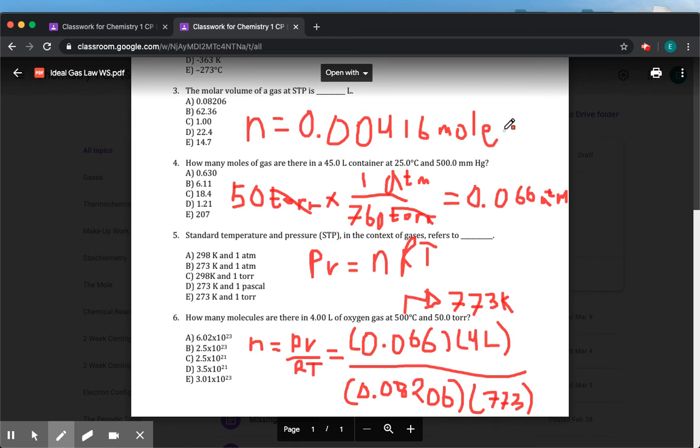So that's how many moles we have. And then to go from moles to molecules, you need to multiply by Avogadro's number, which is 6.02 times 10 to the power of 23. If you do that, you should get 2.5 times 10 to the 21. That's what you should get in your calculator after you plug those numbers in. So that's number 6.